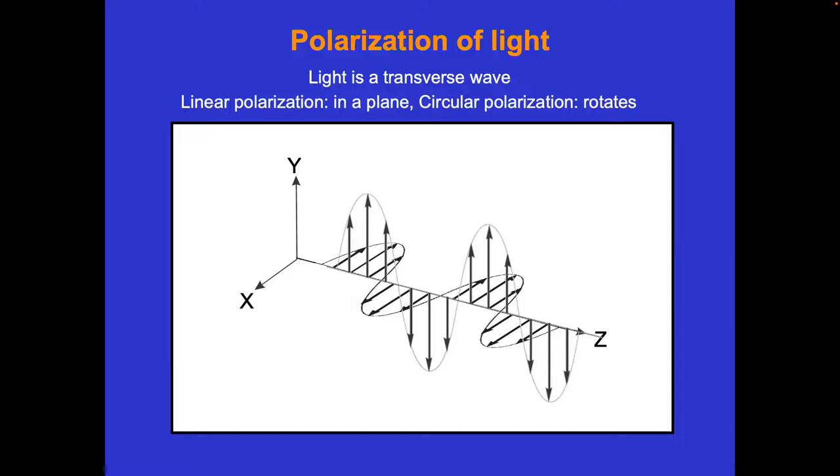And then the field actually makes a circle, and you get circularly polarized light. You take the X and Y components, trace out the vector sum of the E fields, and it makes a circle.